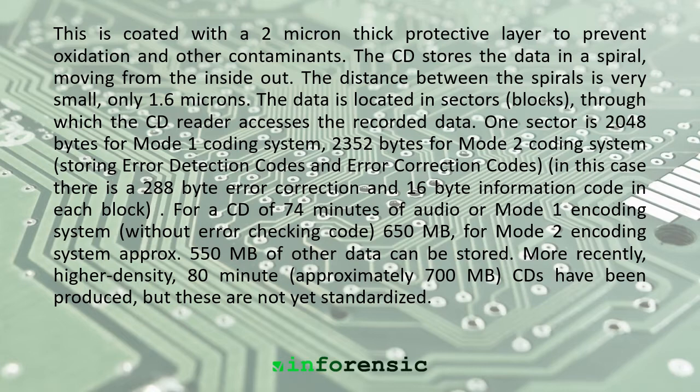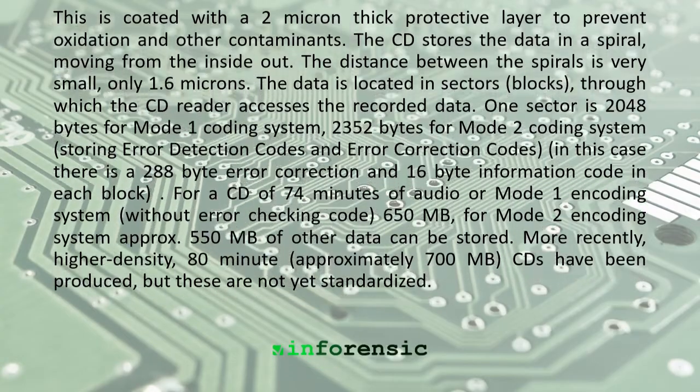For a CD of 74 minutes of audio or Mode 1 encoding system, without error checking code, 650 MB, for Mode 2 encoding system approximately 550 MB of other data can be stored. More recently, higher density, 80-minute, approximately 700 MB CDs have been produced, but these are not yet standardized.